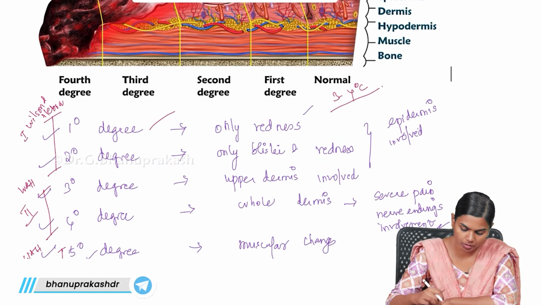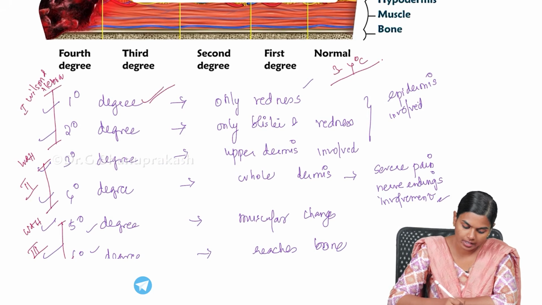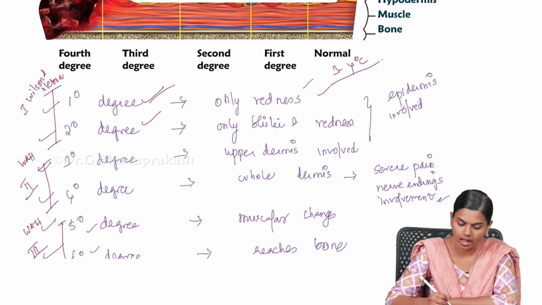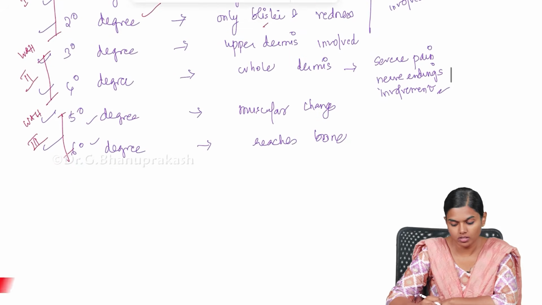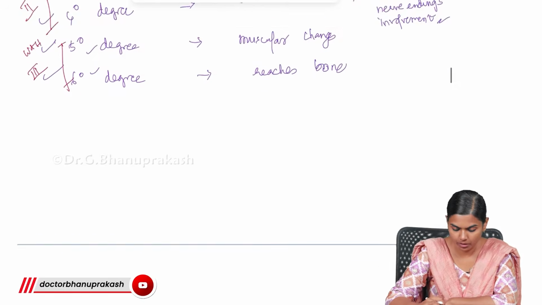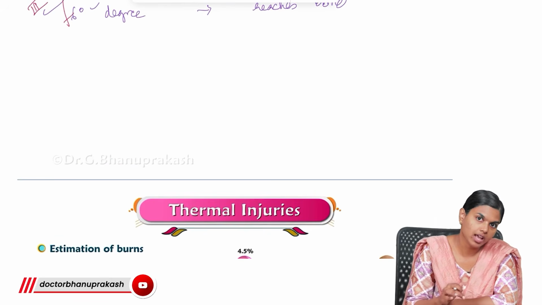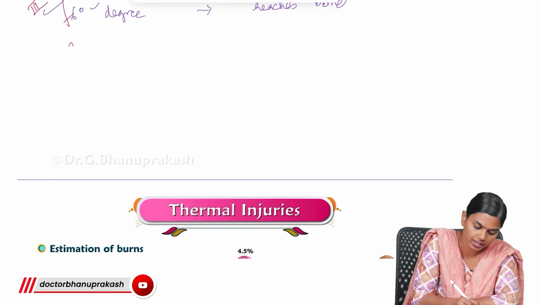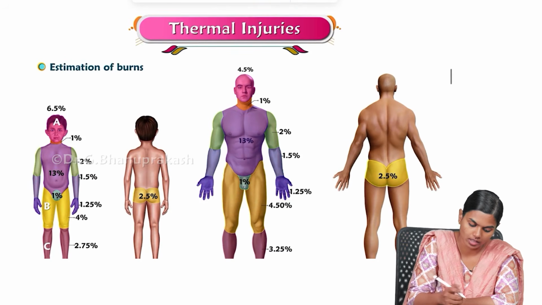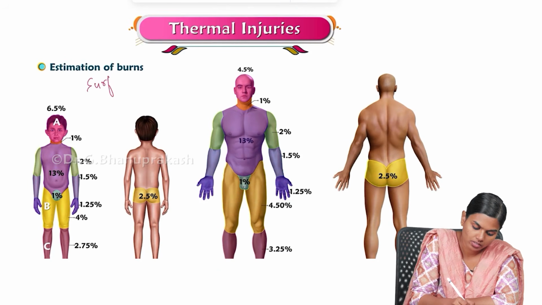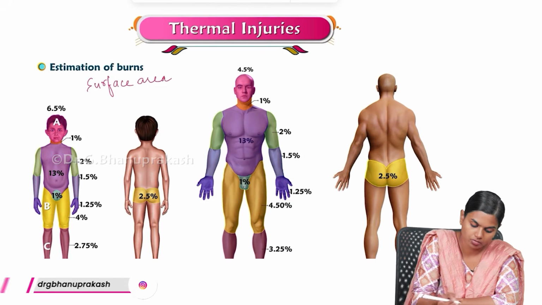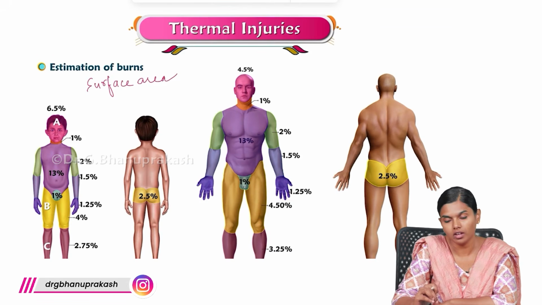The main thing you have to remember is this: in first and second degree you will mainly see redness and blister. So this is the classification of the burn injury. Now in case of burn injury, apart from the classification, apart from the severity degree, we also have to know the estimation of surface area of burns. That is also very important.